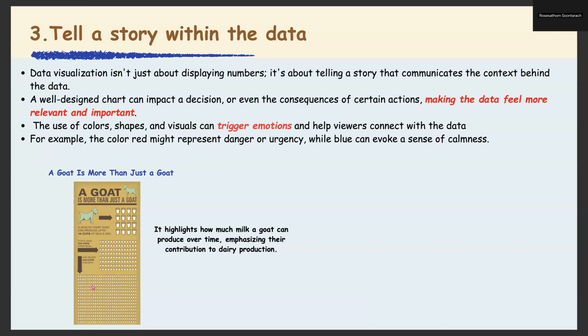For example, this poster: a goat is more than just a goat. It highlights how much milk a goat can produce over time, and this can emphasize their contributions to dairy production.